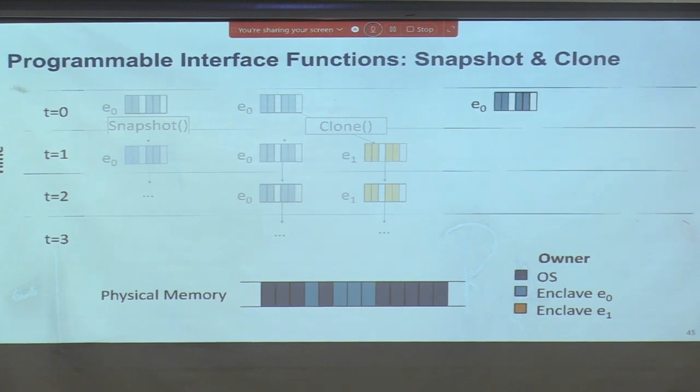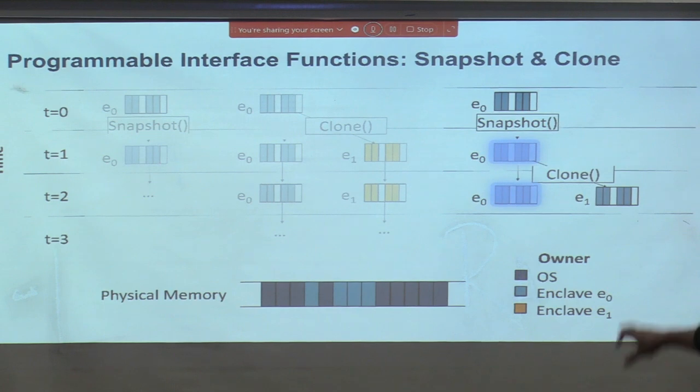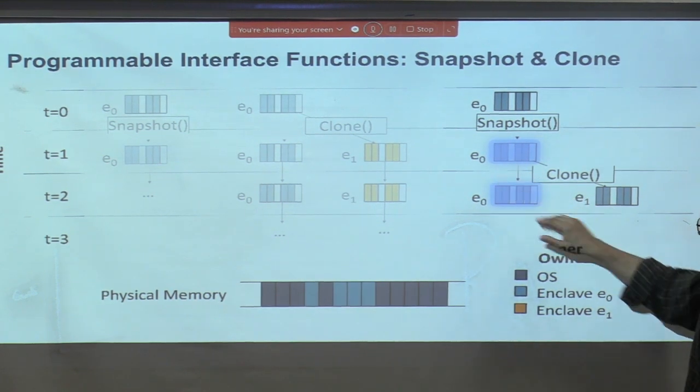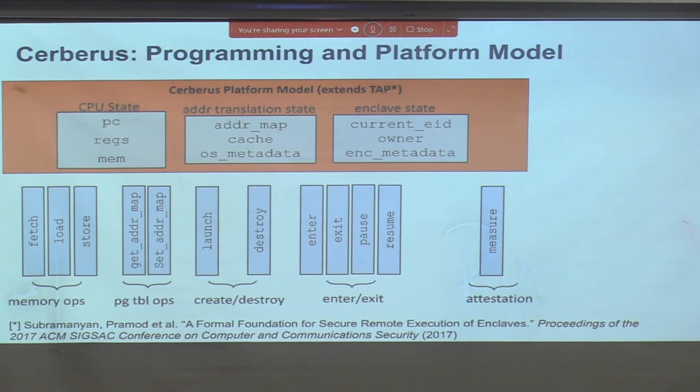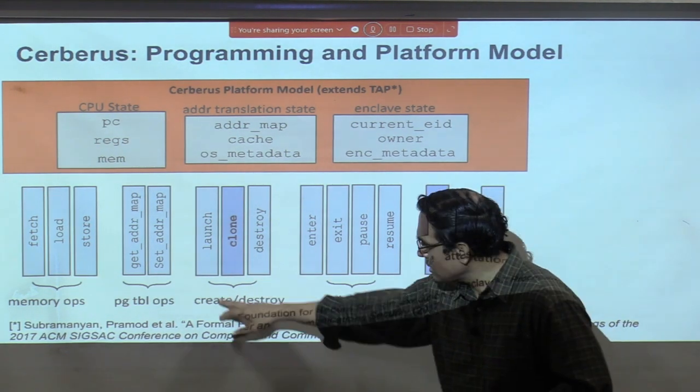Okay, and then the third thing that you can do here is you can take kind of a hybrid of the first two. So you take your E0, you snapshot it, and then using that snapshot, you initialize a new enclave. So right now E0 is not running, but you clone that state and you run E1. Okay, so that's the kind of thing that you do with snapshot and clone. And so now what we did on the verification side was we took our original TAP model and we just extended it with these two operations, right?